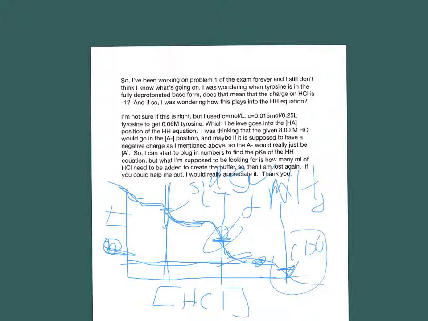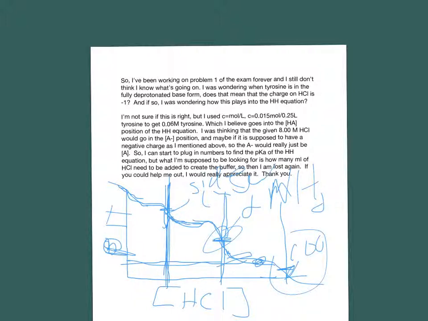So you have to review your titration curves. And what does an equivalence point mean in terms of the amount of HCl you add? You're going to find out that the same number of moles of HCl added equal the same number of moles of starting tyrosine.